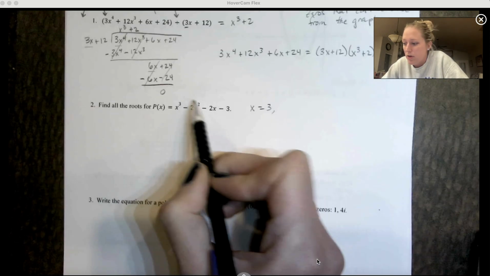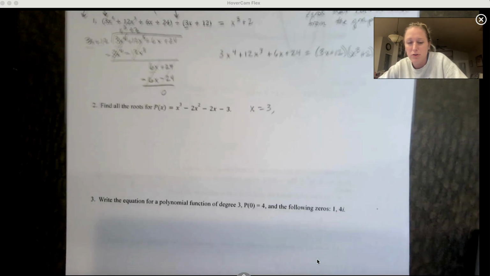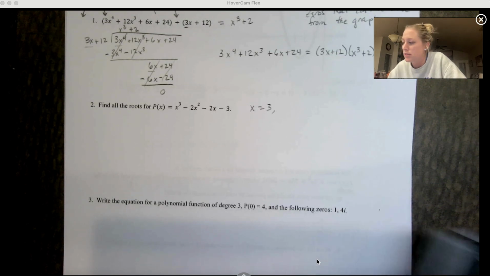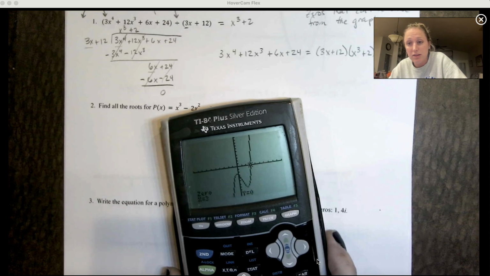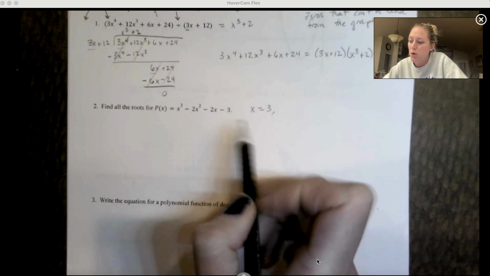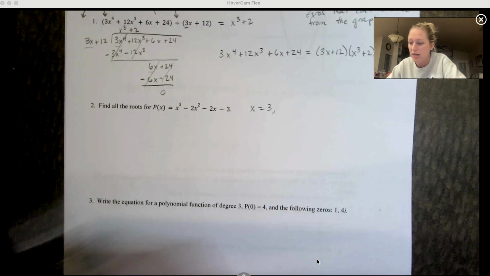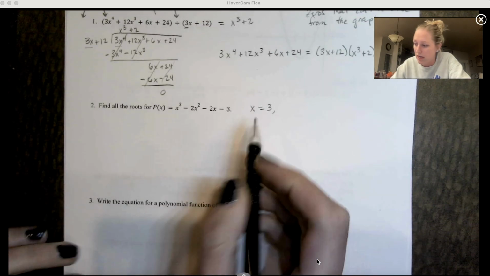But this is a 3rd degree polynomial, so I should have 3 zeros. So I only see one place where it crosses the x-axis, so it's likely my other 2 zeros are complex, okay? So we are going to find that by dividing out this 0. And I'm going to use synthetic division this time.